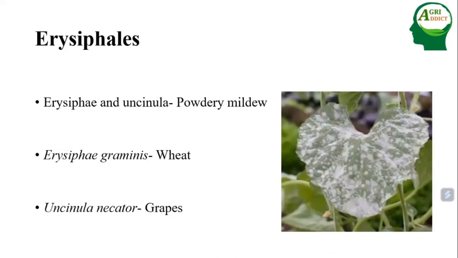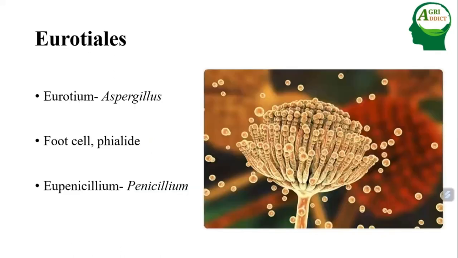Coming to the Erysiphales, they mainly cause the powdery mildew. We know that Erysiphe graminis causes wheat powdery mildew, whereas Uncinula necator causes grapes powdery mildew. And the great laboratory weed, which we call Aspergillus, comes under the Eurotiales, under Ascomycetes.